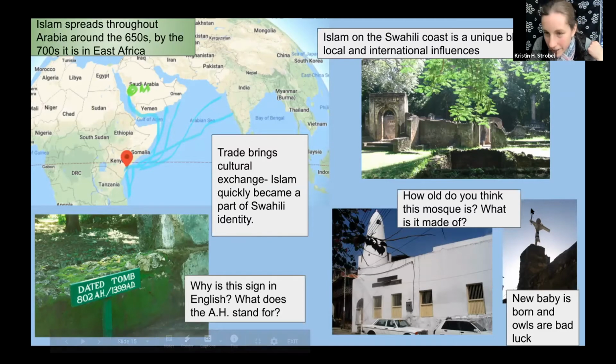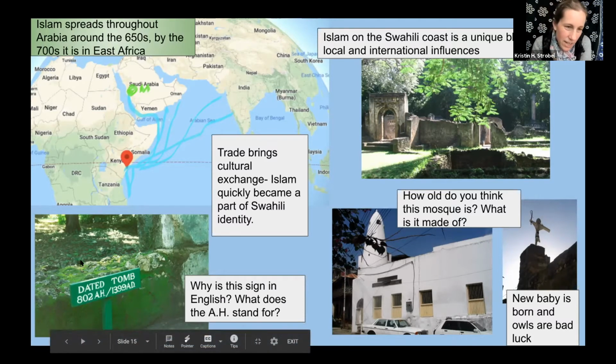For example, down here you can see this is an owl. Somebody just had a baby in this house, and this is a scare owl. It's something to scare away the owls, because owls are bad luck. And if you have a new baby, you want to make sure that new baby is as safe as possible.